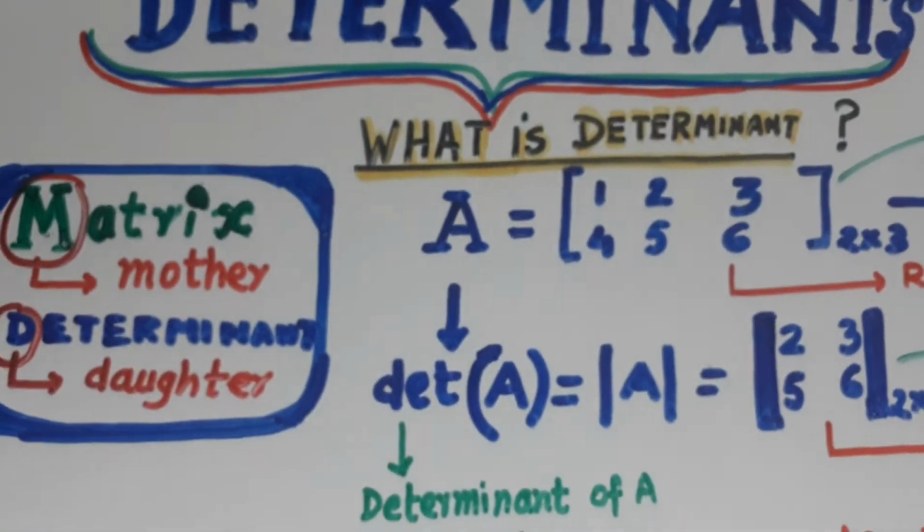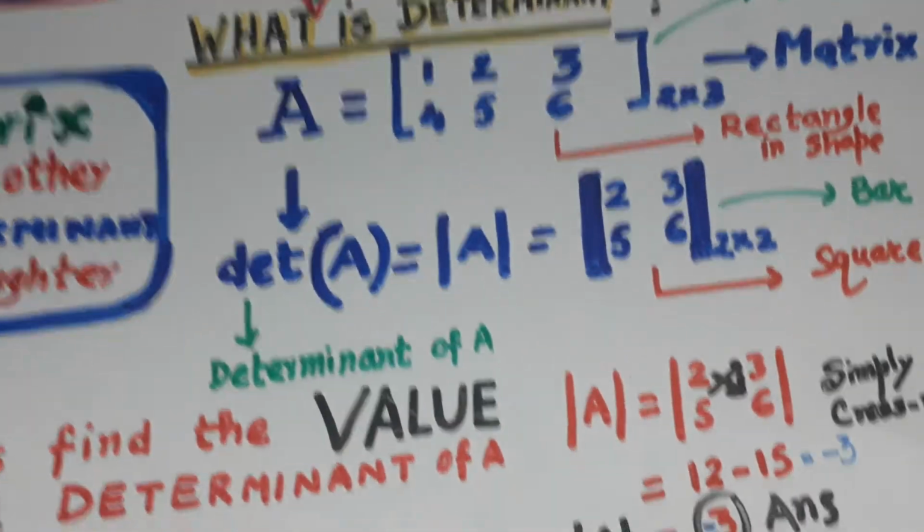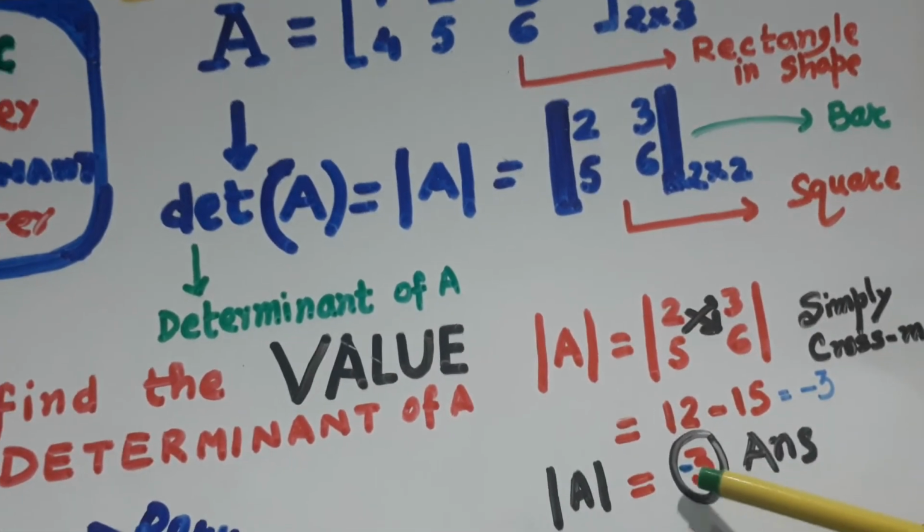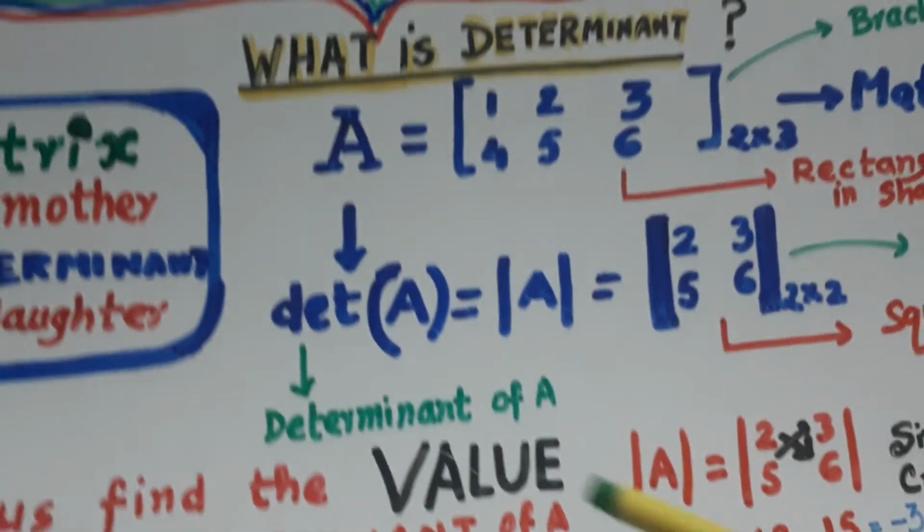So determinant is basically a number. Look here, the answer is minus 3. It is a number attached to the matrix.